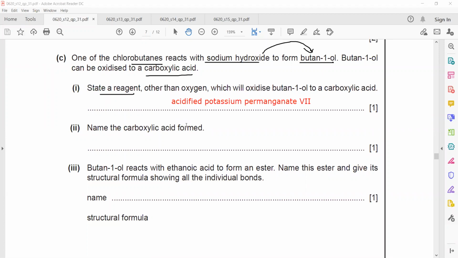So if butanol is oxidized, it will produce butanoic acid.